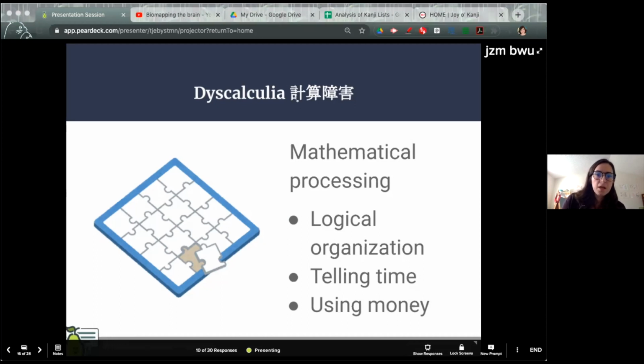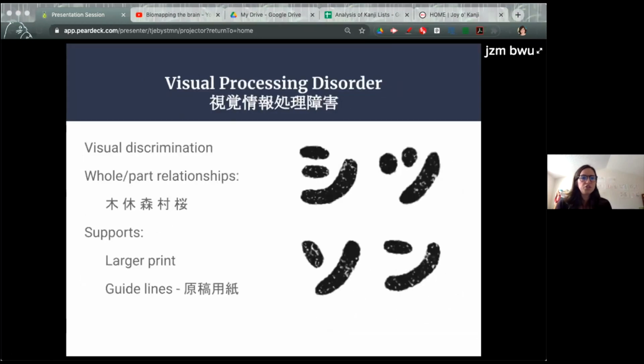Okay. Next up, we got visual processing disorders. These guys, man. I got students who are four years into studying Japanese that are like, nope, those are obviously the same character. And this stuff, so visual processing disorder, it can be a big problem with discriminating between things that look similar to each other.